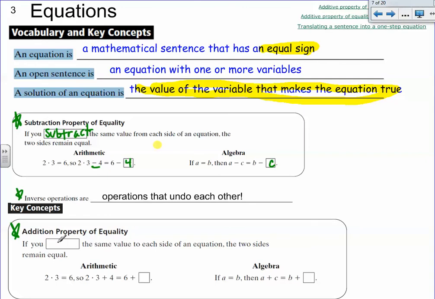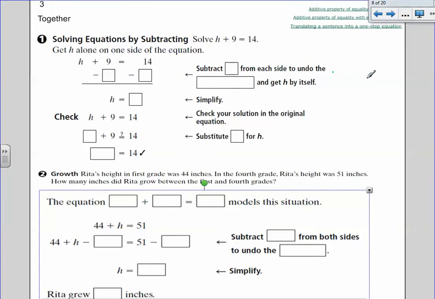And our additive property of equality tells us if we add the same value to each side of the equation, the two sides remain equal. So again, if 2 times 3 equals 6, 2 times 3 plus 4 has to be the same as 6 plus 4. Whatever I do to the left-hand side, I have to do to the right-hand side. Okay, so let's take these theories and put them into action.